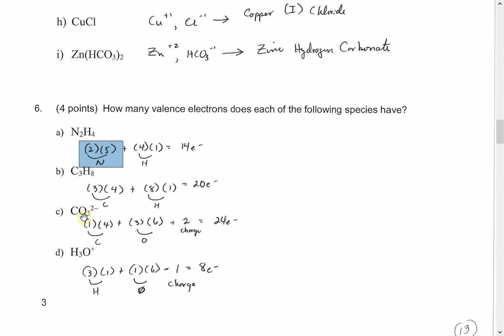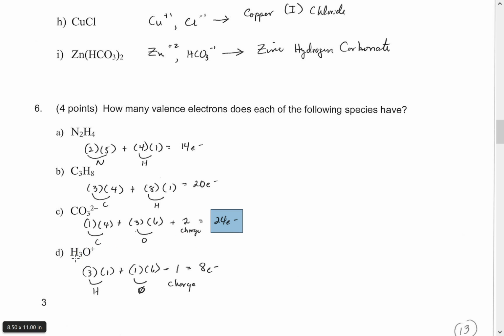For C, we have a polyatomic anion. The fact that it's a -2 charge means that I have to kick in 2 electrons for the charge. So carbon in the formula, there's only 1 carbon, and it's a 4A element, 1 times 4 for carbon. There are 3 oxygens. They are 6A elements, so 3 times 6 for oxygen. And so the total pot of valence electrons here is 24 electrons.